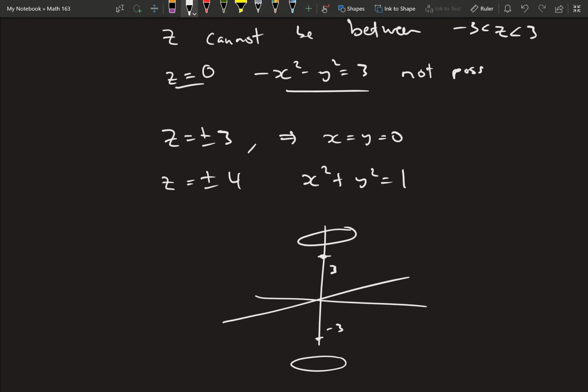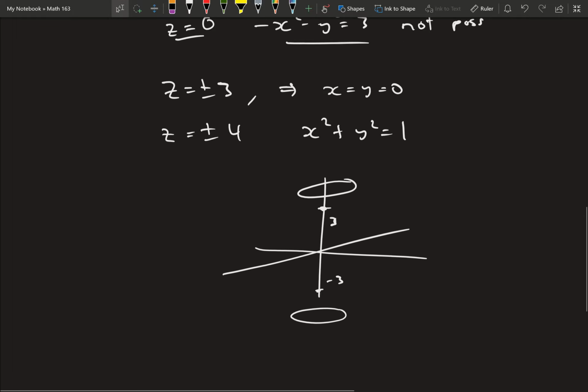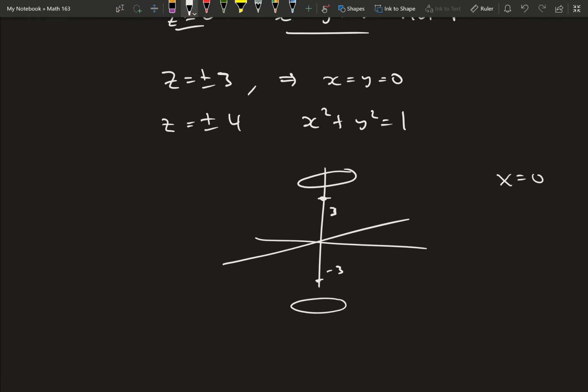And if you set, say, x to be 0, you get z squared minus y squared being 3. That's a hyperbola pointing up and down in the z direction. So you get these hyperbolic shapes.